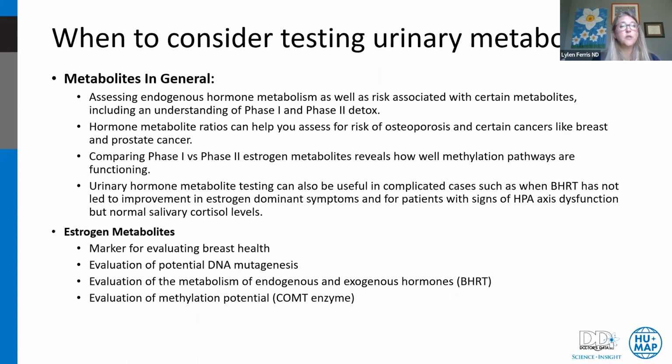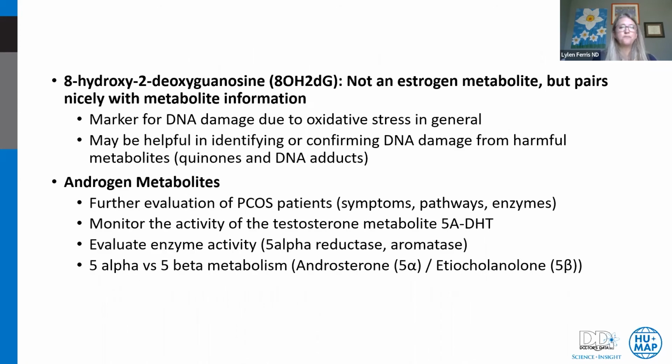For estrogens in particular, generally we're looking at these as a marker for evaluating breast health and, in our male patients, potentially prostate health, because it allows us to do an evaluation of potential DNA mutagenesis. We get an evaluation of the metabolism of endogenous or exogenous hormones. If people are using BHRT, we can see how that is affecting the metabolism, and it allows us to look at that methylation potential, essentially the activity of the COMT enzyme.